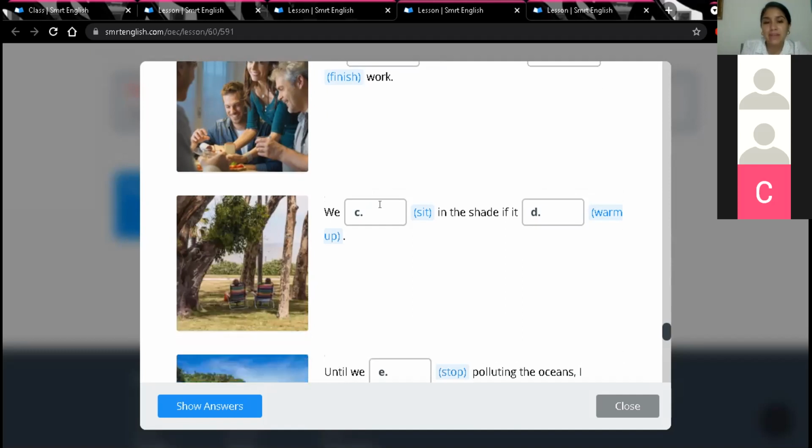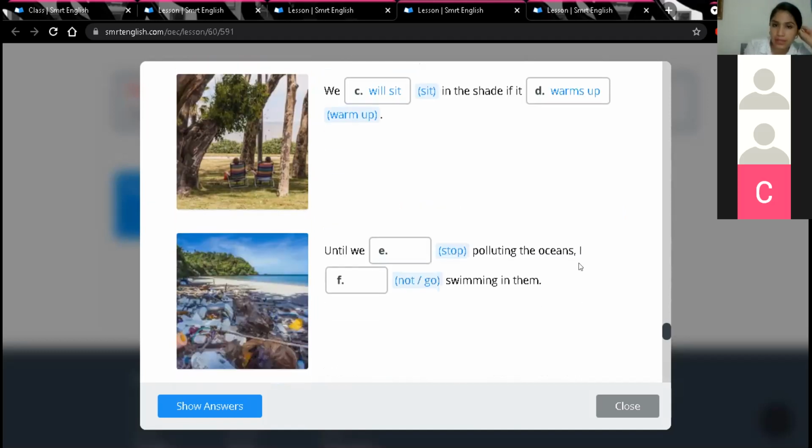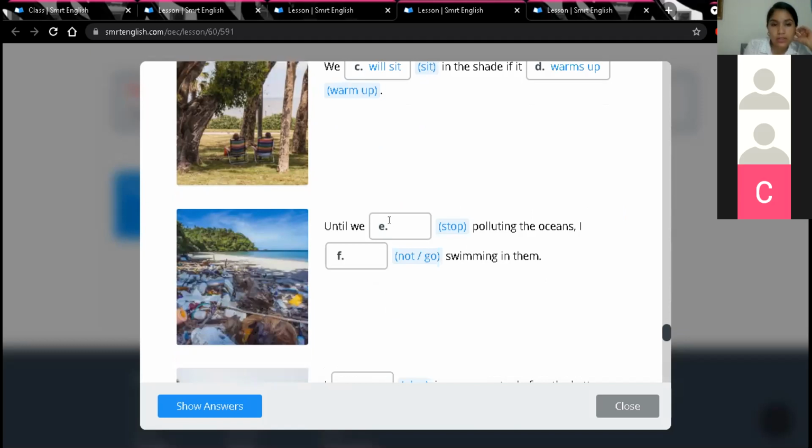Letter C, Christian. We will sit in the shade if it warms up. If it warms up, remember to modify. Warms, it is the S. Okay. Carlos, letter E.